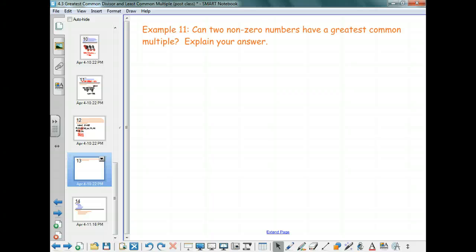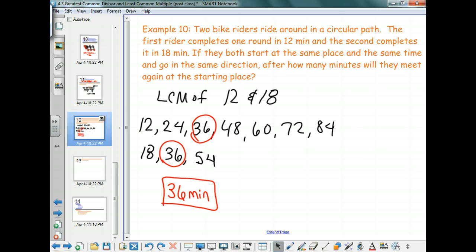Can you have a greatest common multiple? When we talk about least common multiple, we talk about greatest common factor. Can you have a greatest common multiple? Yeah, it would keep increasing every time, right? So let's think about the last problem we did, because we already listed some things out, which was nice. We found the first one they had in common, right?